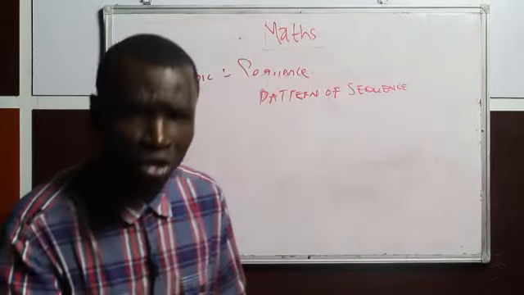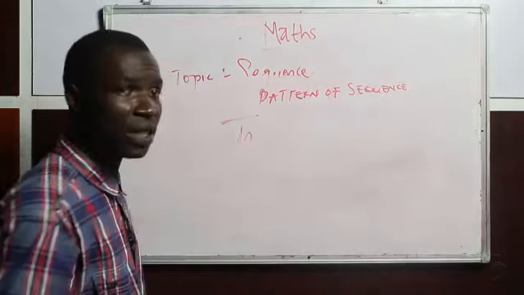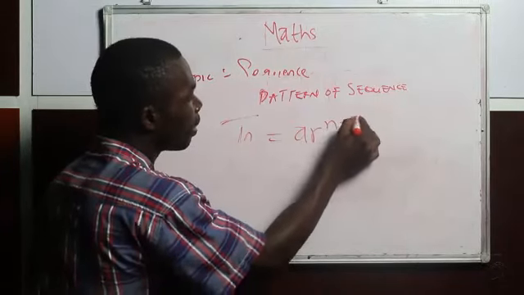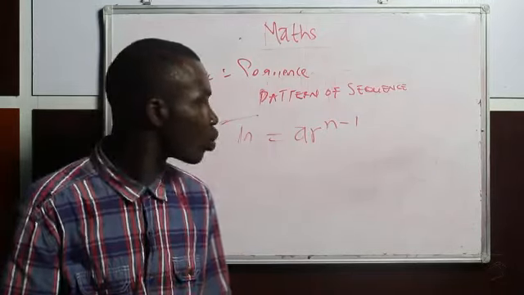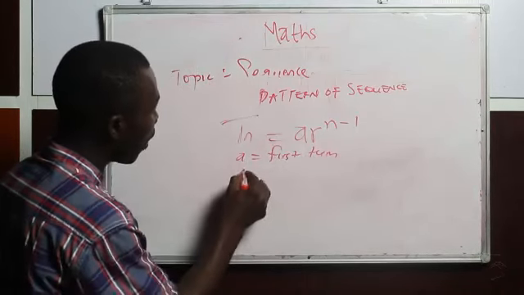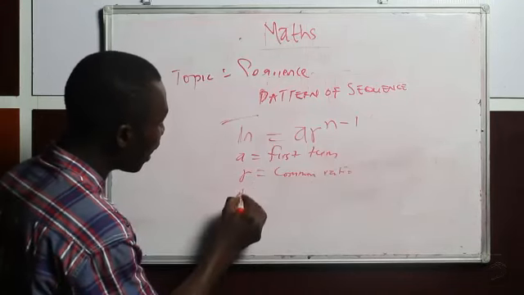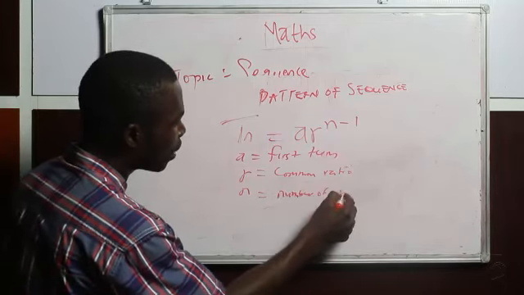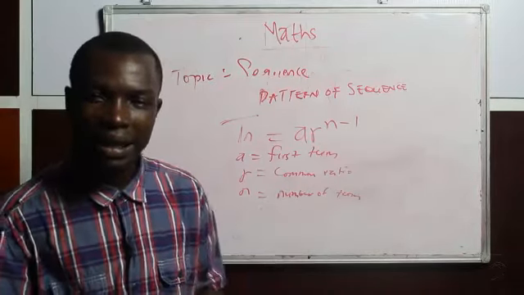The nth term of a geometric progression or sequence is Tn, because it is an nth term, equal to a times r raised to power n minus 1. That is Tn equals a r to the power n minus 1. What is our a? Our a is the first term. Our r is the common ratio, and our n is the number of terms. So this is the nth term of a geometric sequence.